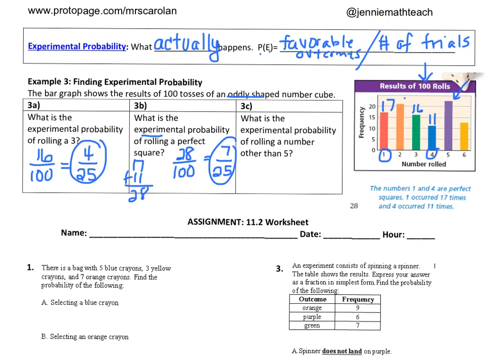Last, the experimental probability of rolling a number other than 5, so all the other ones except for the 5. What we could do here is find the complement by taking all the rolls and subtracting the number of times it did land on 5, which is 22. If we subtract 22 from the total, that leaves us with 78 on other numbers, and so 78 out of 100 reduces to 39 over 50.